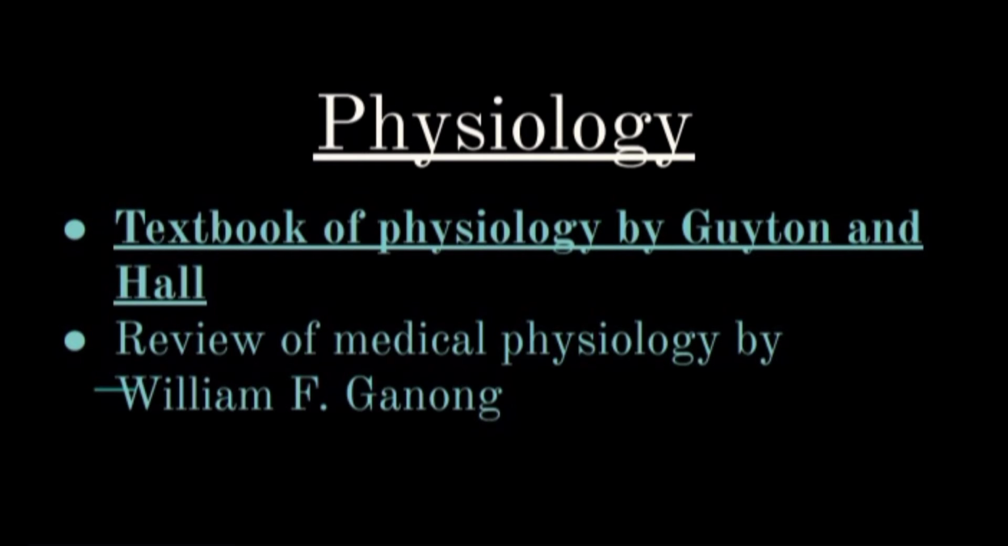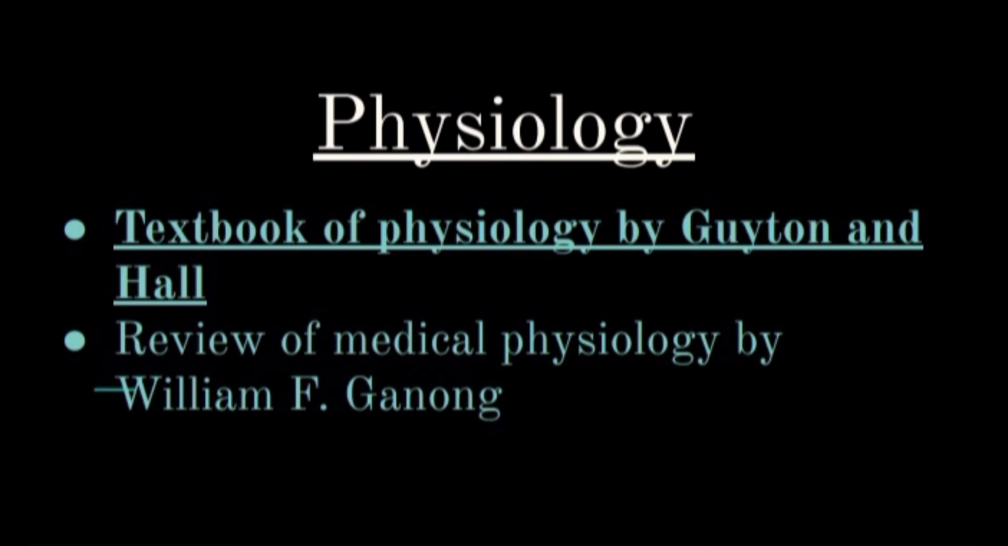For physiology, the main book should be Textbook of Physiology by Guyton and Hall. It is the most common and most important book for physiology around the world. Another book for physiology is Review of Medical Physiology by William F. Ganong. Ganong is also a very, very good book, but Guyton and Hall is, I guess, more common and used worldwide.